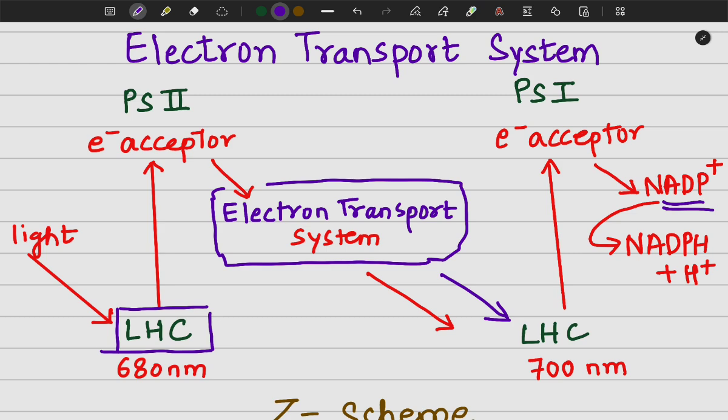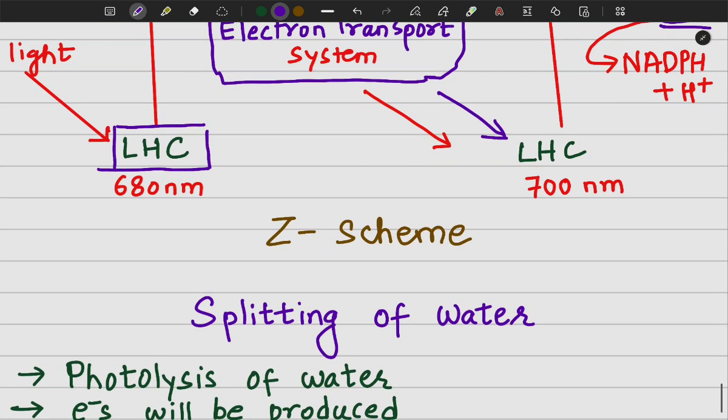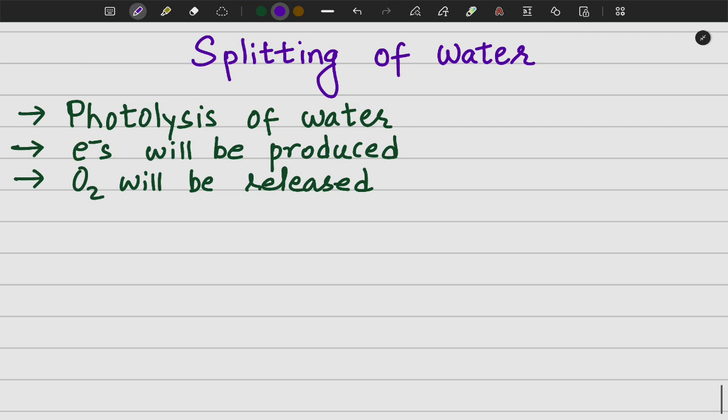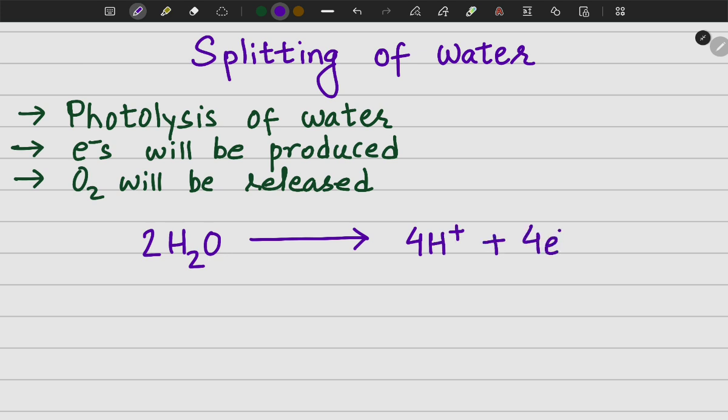So from where are these electrons coming? These electrons are coming from the splitting of water itself. Alright, so if we look at the reaction of splitting of water, this is the chemical reaction for photolysis of water. It will produce 4 H plus ions plus 4 electrons, and oxygen gas will be released.